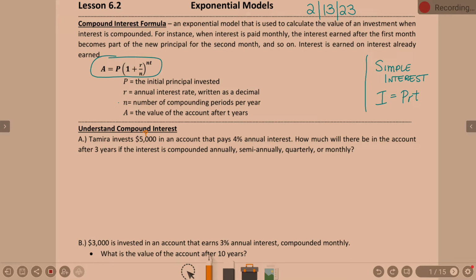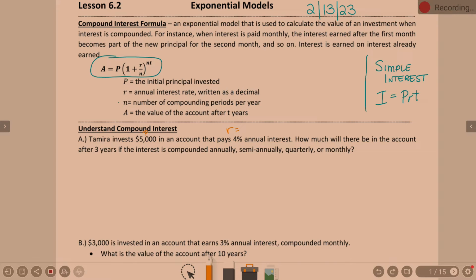What about the pays 4% annual interest? What is that 4%? It's my annual interest rate. It's R. Now, am I going to put 4% in my formula as is? No. Change it to decimal form. How do we change it to decimal form? 0.04. Move the decimal 2 places left or divide by 100.